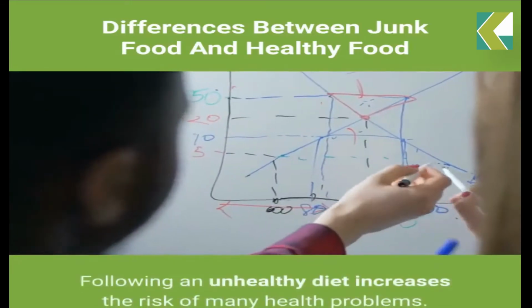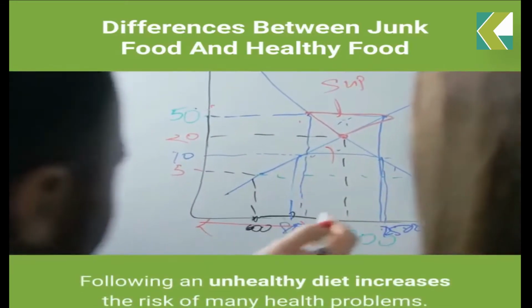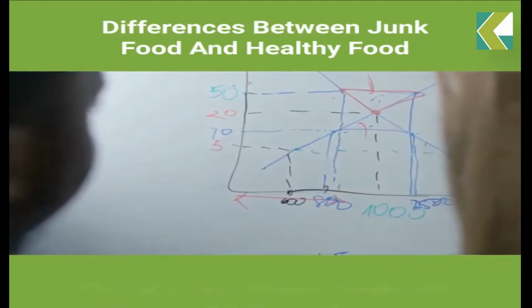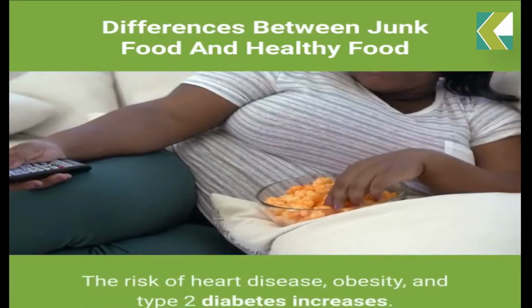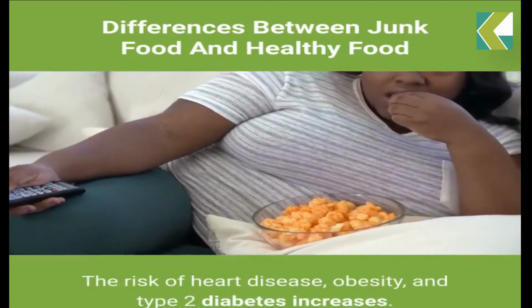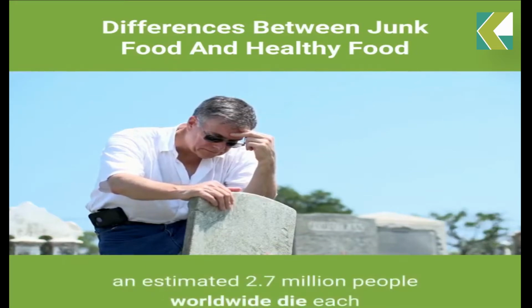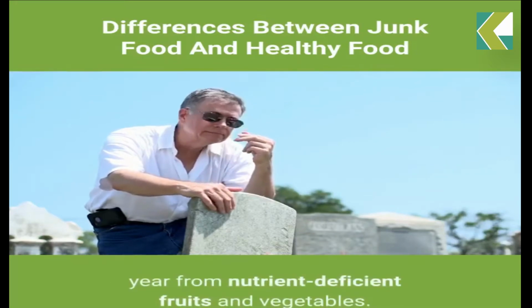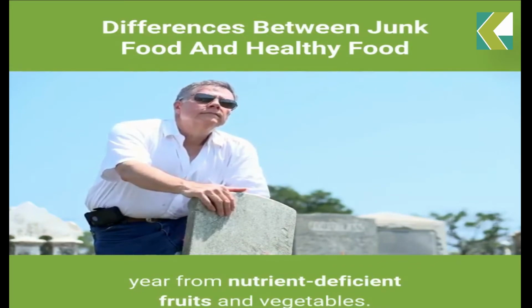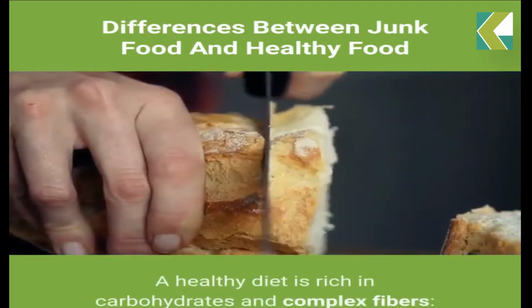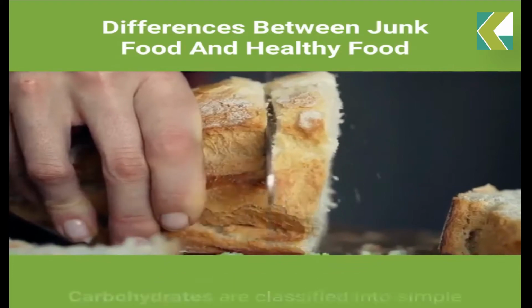Risk of illness. Following an unhealthy diet increases the risk of many health problems. The risk of heart disease, obesity, and type 2 diabetes increases. According to the World Health Organization (WHO), an estimated 2.7 million people worldwide die each year from nutrient-deficient fruits and vegetables. A healthy diet is rich in carbohydrates and complex fibers.